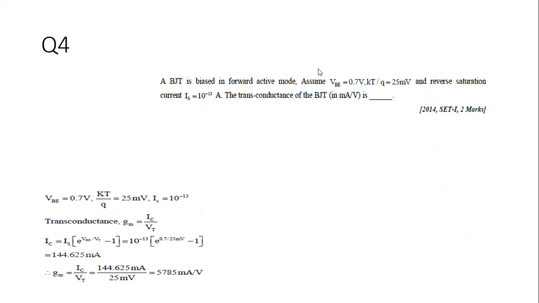This is question number 4. If a BJT is biased in forward active mode, VBE equals 0.7 volt, kT by q equals 25 millivolt, and the reverse saturation current is 10 raised to the power minus 30 ampere. The transconductance of the BJT is equal to what? So we have to find the transconductance value. What's the transconductance? Transconductance is gm.